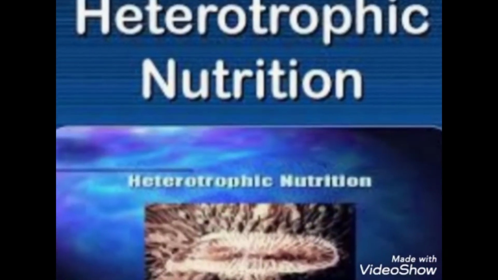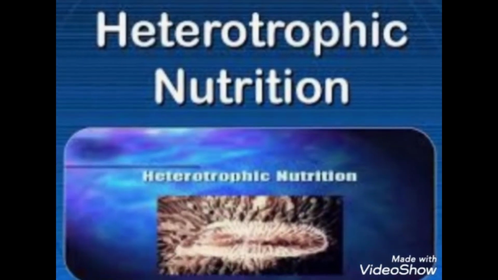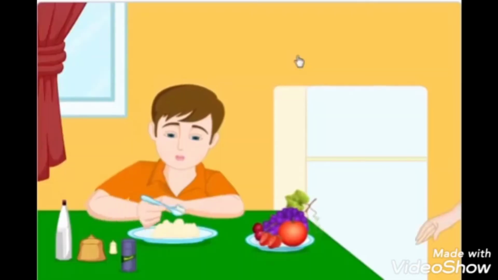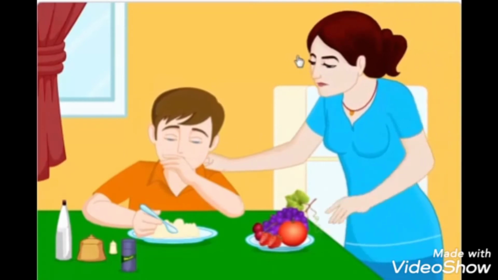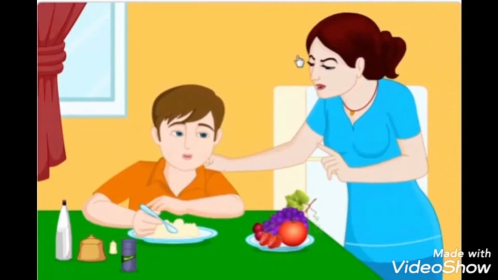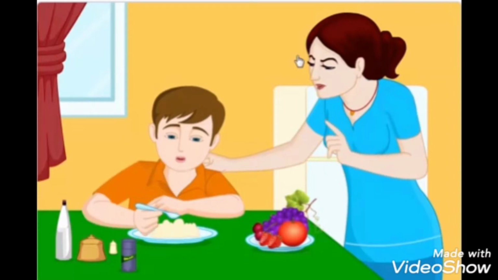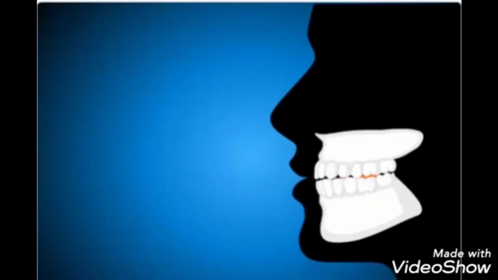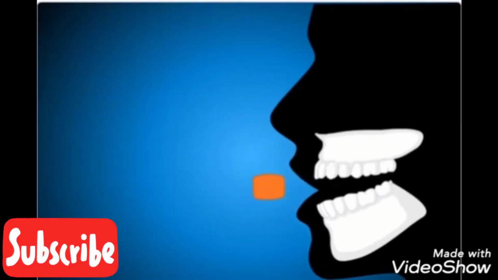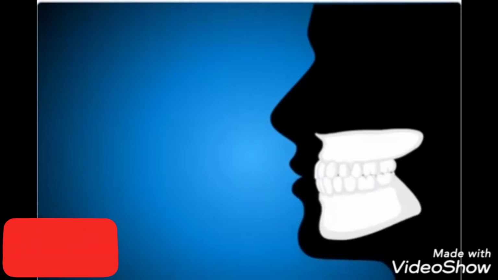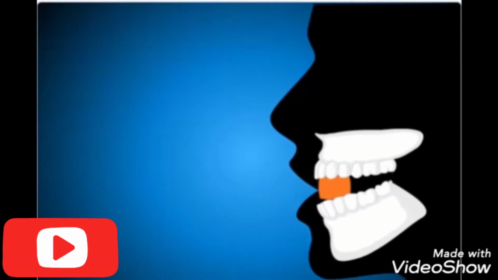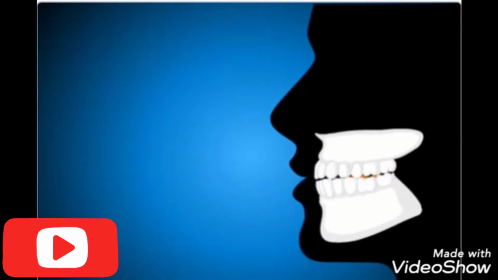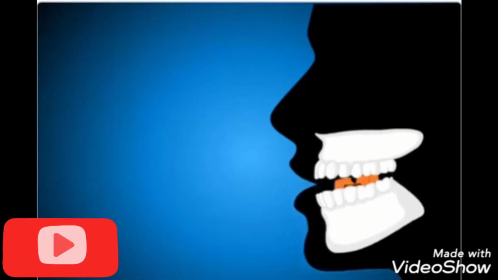Today we are here to discuss about nutrition in animals. Eat slowly, or you get indigestion, and make sure you chew well before swallowing it. Chewing your food is the first step in the process of digestion. When you chew your food, complex food gets broken down into simpler form.